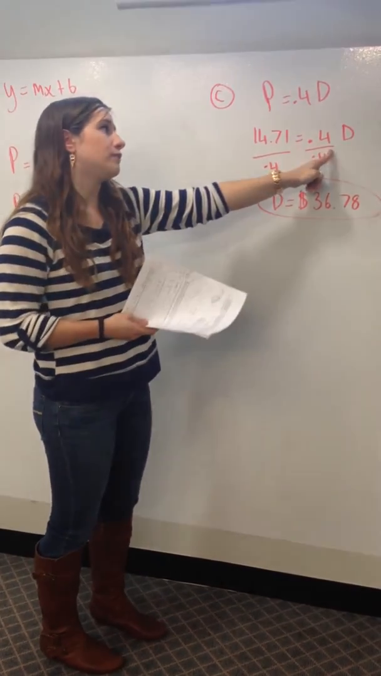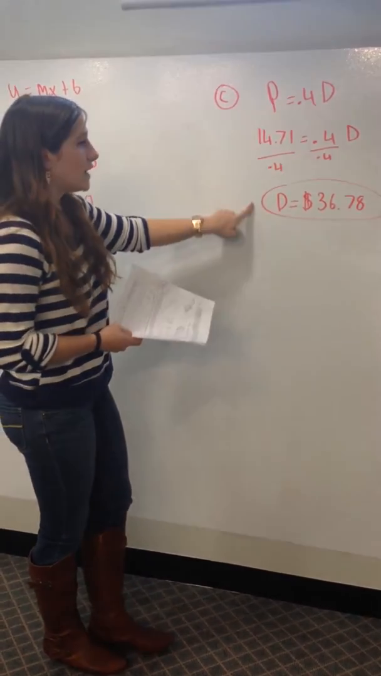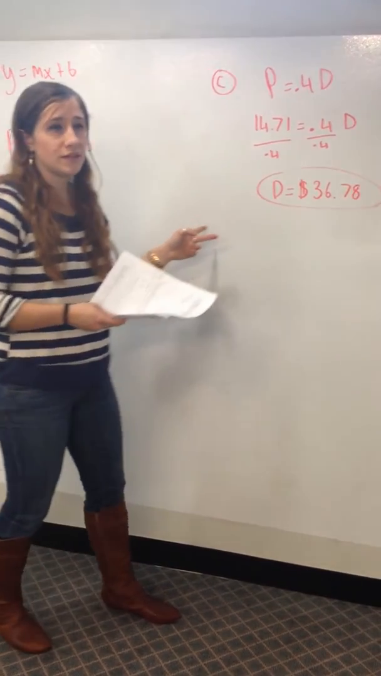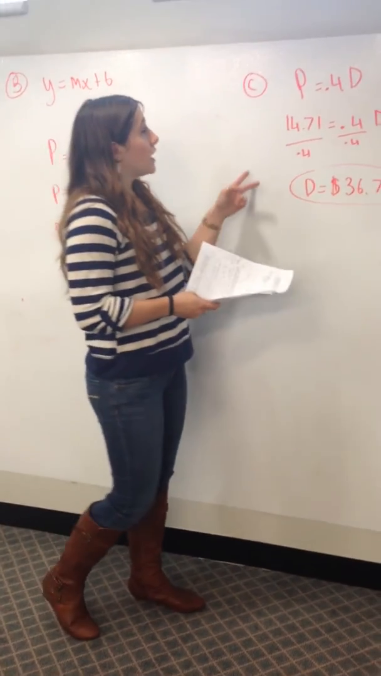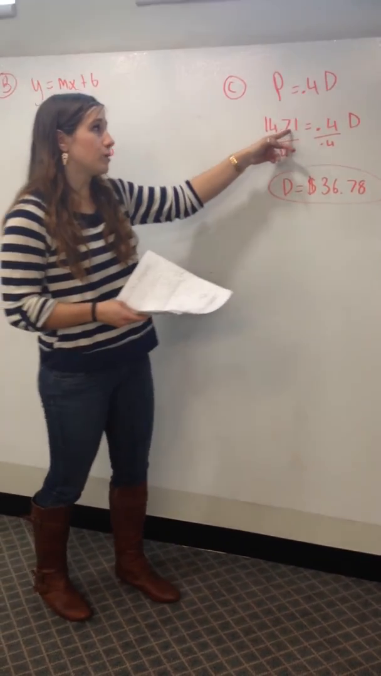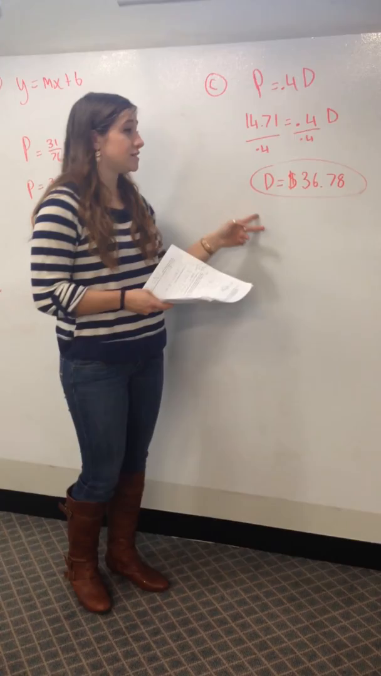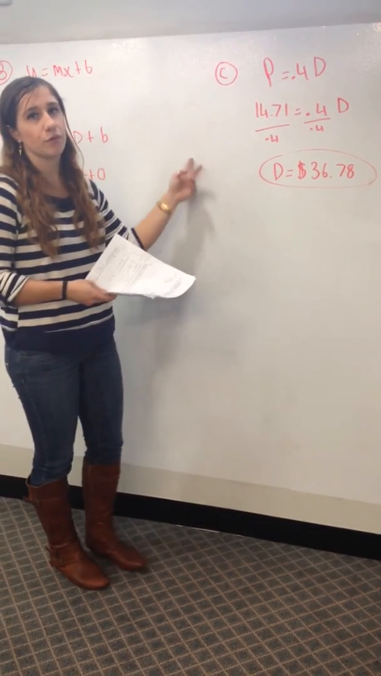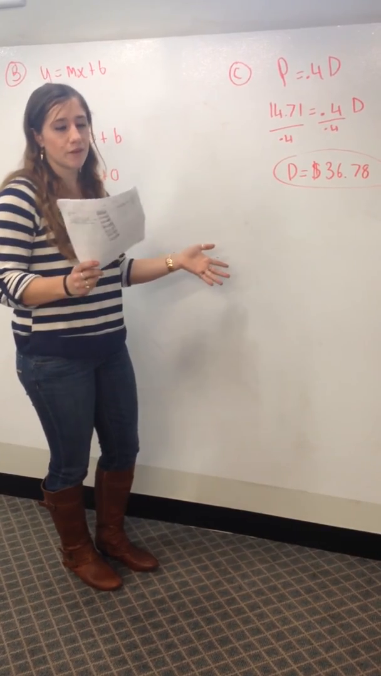So divide 0.4 here, divide 0.4 here, and that gives you $36.78 for D, which means that if you gave them 14.71 British pounds, they would give you $36.78 in US money. That's how much these both are equivalent to. That was problem 5.